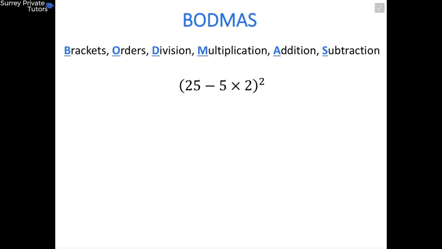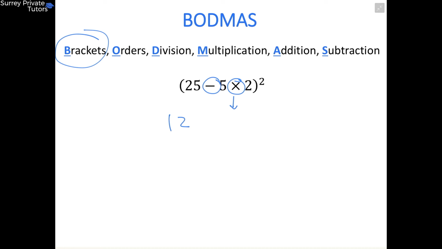This one's slightly more complicated. So here you can see we've got some brackets, and we've also got an indice. And if you look at our BODMAS at the top, brackets comes first. So we want to do this first. So that means we can ignore the square power for the time being, and we just look at what's inside the bracket. And inside the bracket, we've got a multiplication, and we've also got a subtraction. And because multiplication comes first in BODMAS, we do that part first.